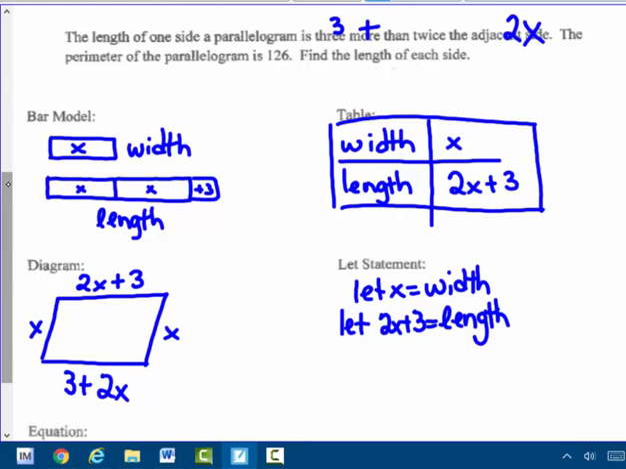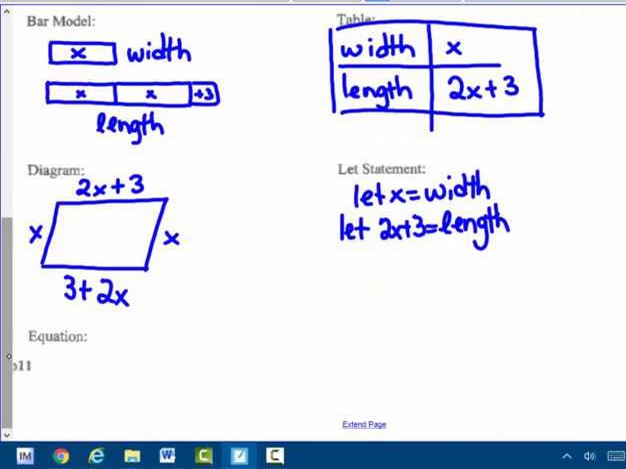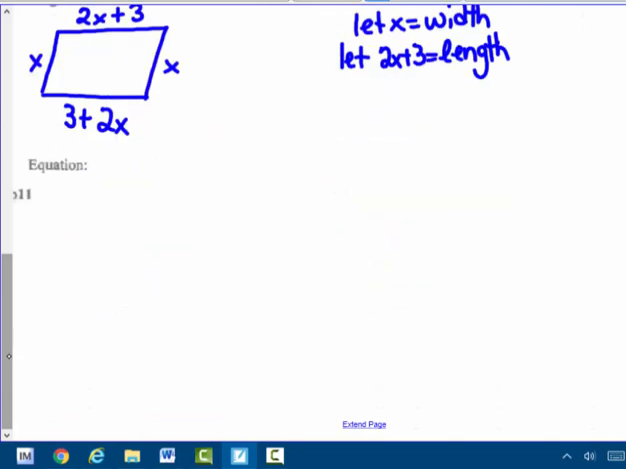Now I've got to write the equation that goes with this. The equation is the perimeter of the parallelogram is, that's the equal sign, 126. Find the length of each side. The perimeter of the parallelogram is 126. Perimeter. So the perimeter, gotta have a formula. It's 2 times the length plus 2 times the width, just like a rectangle, right? They told me that it's 126.